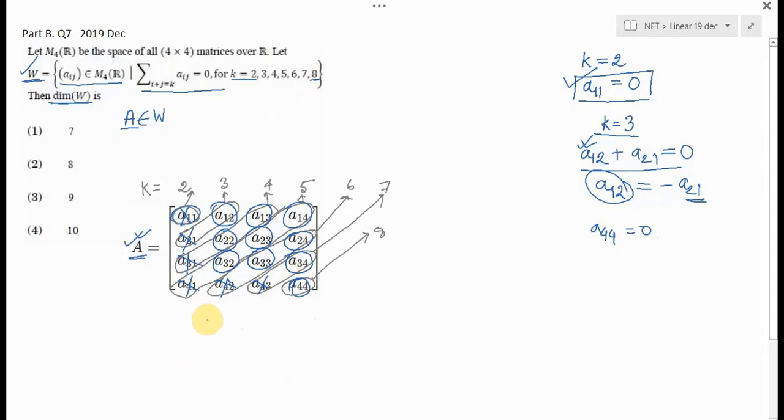So how many non-zero arbitrary scalars are there? There are 9 independent scalars that represent the matrix A uniquely. So for a matrix, if we know the exact 9 independent scalars, we can find the other entries. So for an arbitrary member A of W, we need 9 independent scalars to represent the matrix A uniquely. From here we can say that the dimension of W is 9. So our answer will be option number 3, 9.